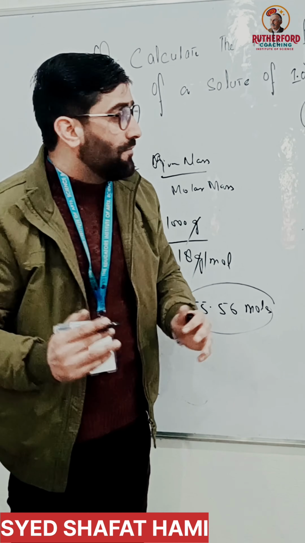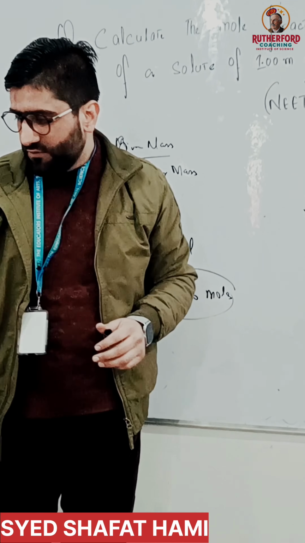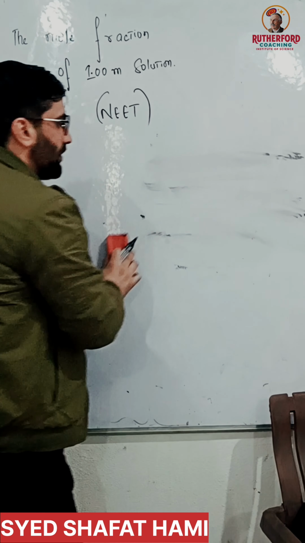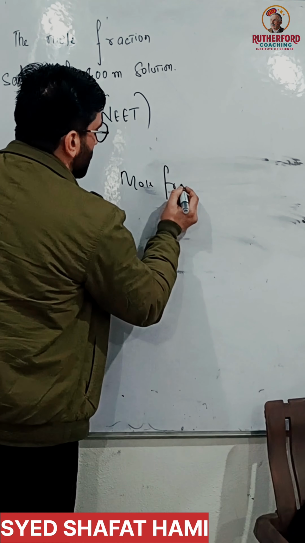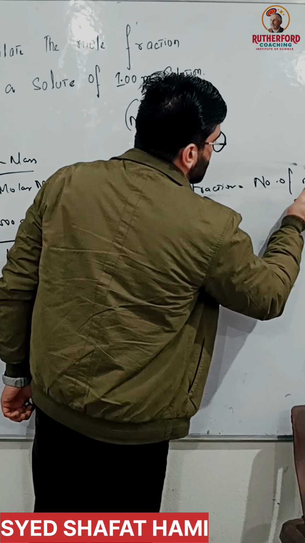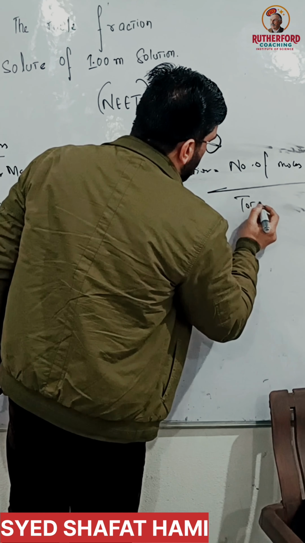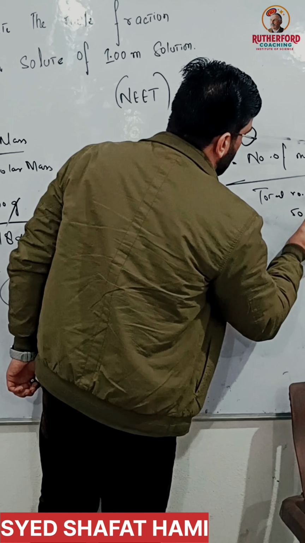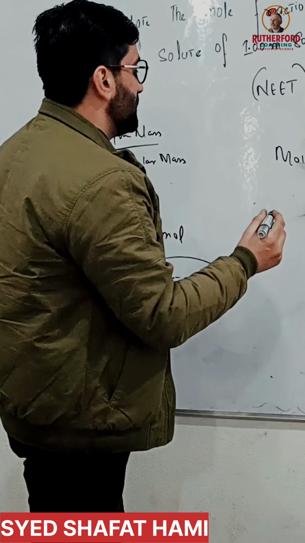Now we need to calculate the mole fraction of the same solute, whose molality is 1.00 in the solution. For that, we will write down the formula of mole fraction. The formula of mole fraction is equal to number of moles of solute, which we know very well, upon total number of moles of solute and solvent. We need to calculate the mole fraction of solute.